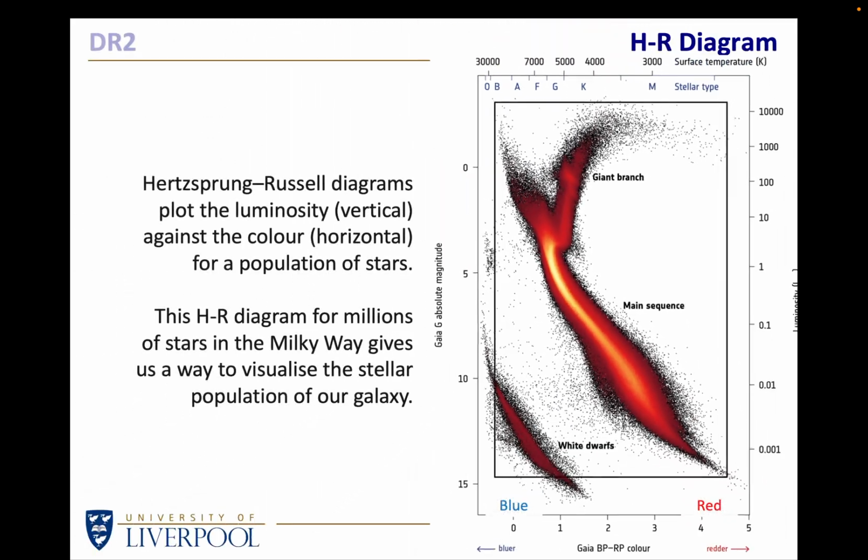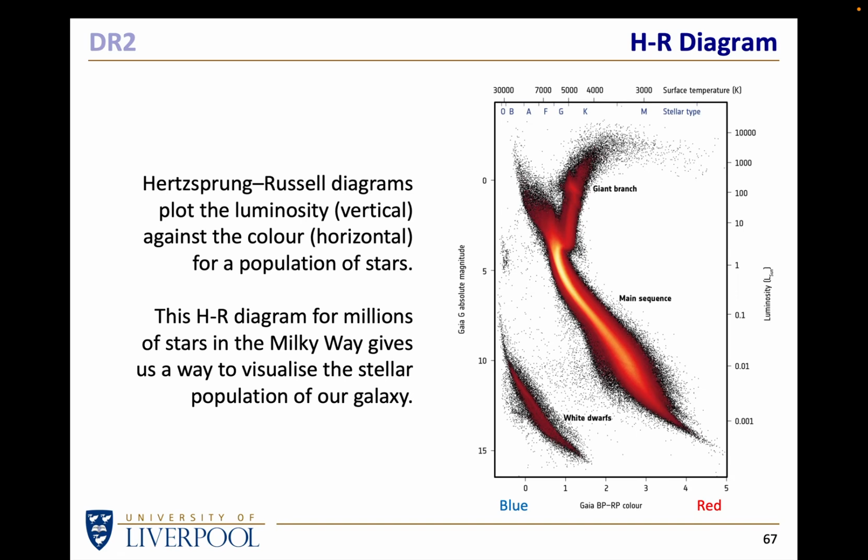So this is the actual Hertzsprung-Russell diagram of this half of the Milky Way, if you want to think of it that way. Rather than schematically saying that's what we think it looks like, we now know what it looks like.